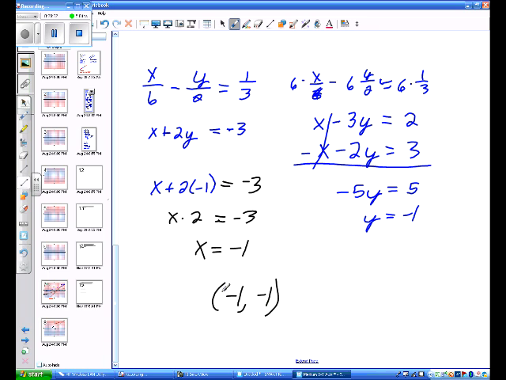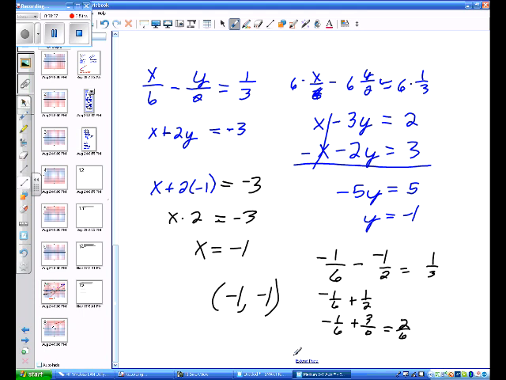Now you can always check these by going back, and when you go back to check, you always go back to your original. So if we did that on this one, we'd have -1/6 minus -1/2. We want to know, does that equal 1/3? Well, we have -1/6 plus 1/2, getting us a common denominator, which would be 6. 1/2 is 3/6. So -1/6 plus 3/6 is 2/6, which reduces to 1/3. So that would check out. The other one, we'd have -1 minus 2 is -3. So it checks out in both of them.